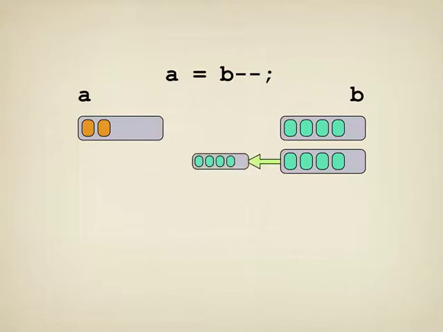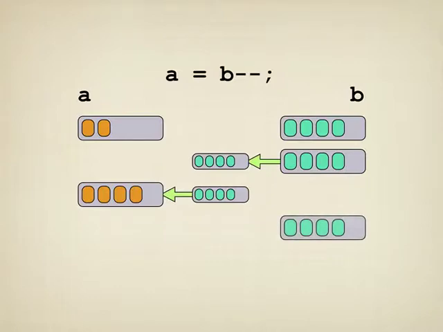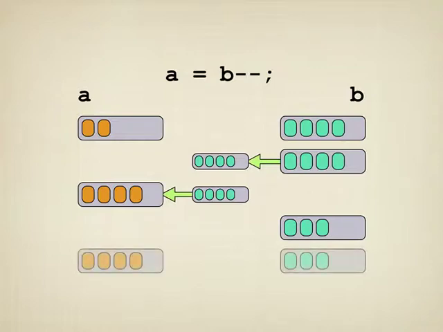Well, we copy b into the little temporary, we copy the temporary into a, then we go back to b, and we remove 1. We subtract 1 from b, and we're finished. Now a has the value 4, the value b had when we started, and b has the value 3, 1 less than the value b had when we started.